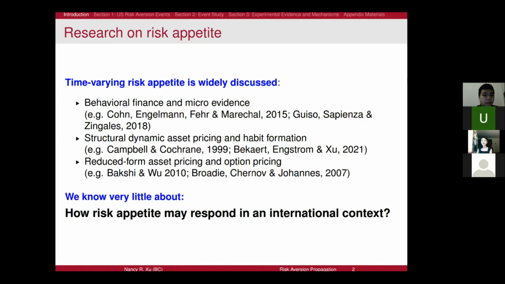Why? Because we know very little about the cross-section, meaning we know very little about how investor risk aversion may respond in an international context. In this literature, we understand very well how risk aversion changes over time within one country, but we don't know how investor risk aversion may respond in the international context. So this is the question I'm after in this paper.